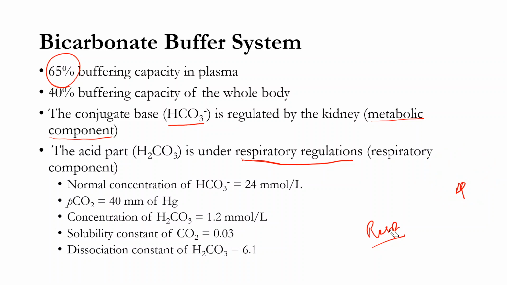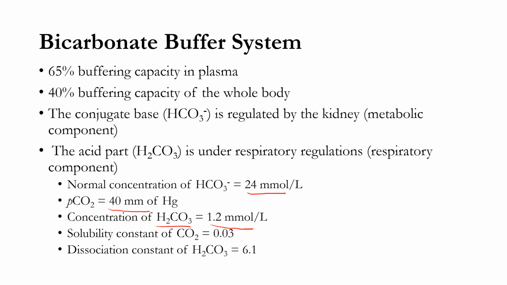Now there is some calculation we have to do as per the Henderson-Hasselbalch equation. There is certain information given here: the normal concentration of bicarbonate ion is 24 millimoles, the partial pressure of carbon dioxide is 40 mm of mercury, the concentration of carbonic acid is 1.2 millimoles, the solubility constant of carbon dioxide is 0.03, and the dissociation constant of carbonic acid is 6.1.